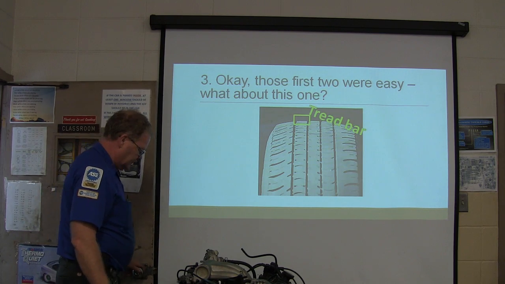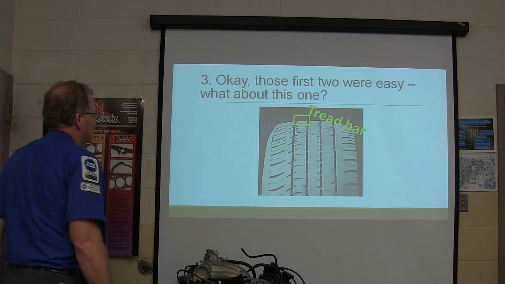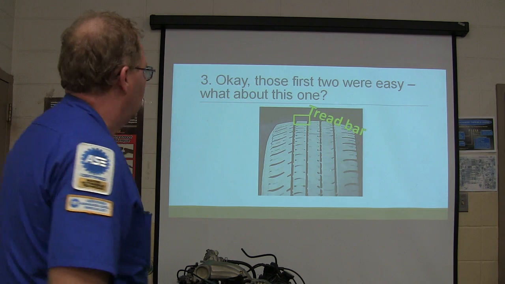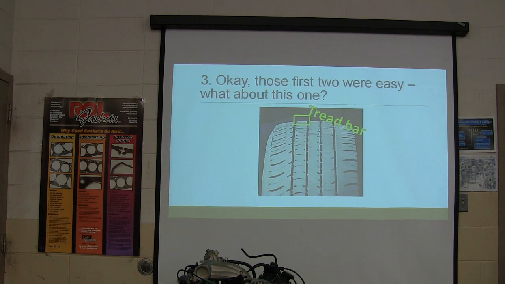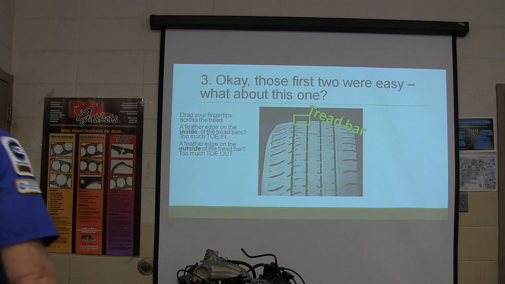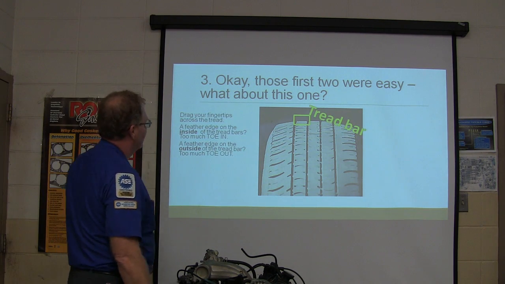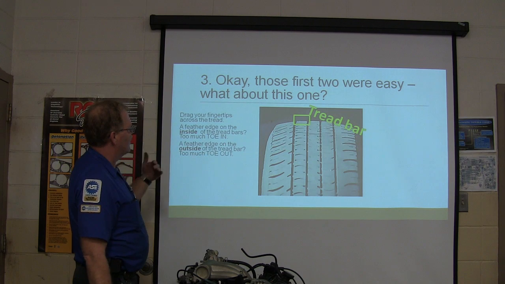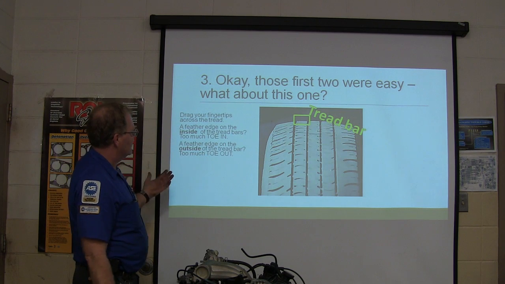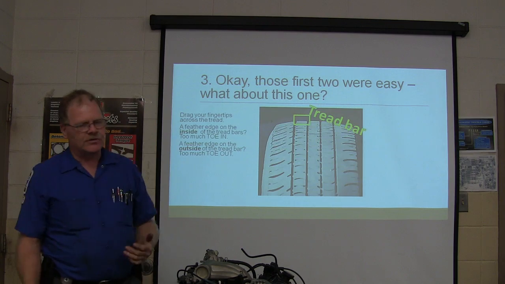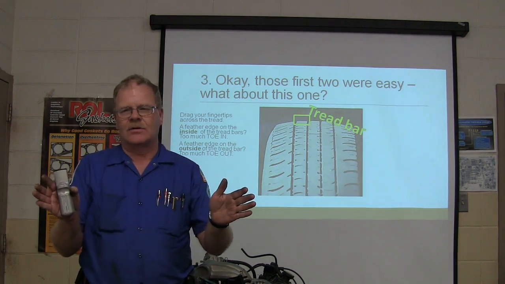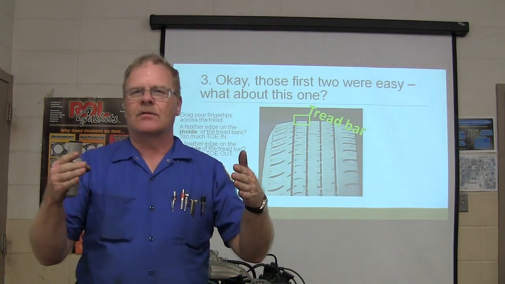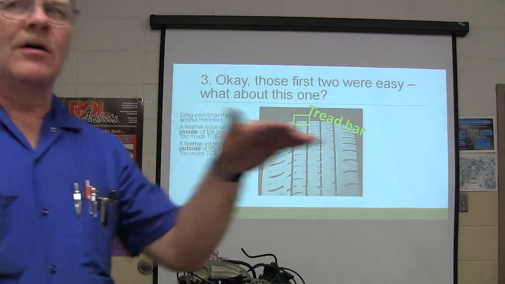It's an old tire. That one there is not really a great representation of what we're talking about here. But if you drag your fingertips across the tread and you get a feather edge on the inside of the tread bars, you've got too much toe in. If it's on the outside of the tread bar, you've got too much toe out. Toe out is going to drag it down the road this way, toe in is going to drag it the other way, so you can tell by the feather.